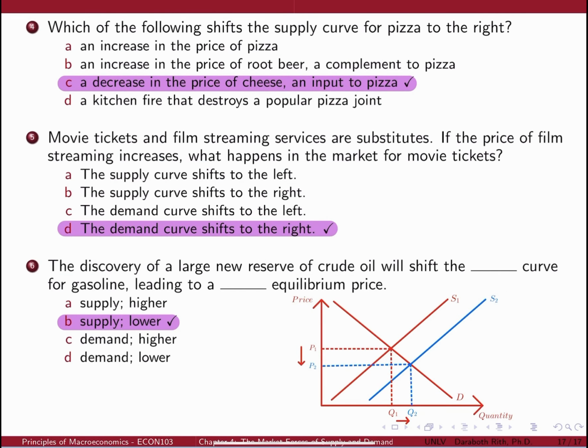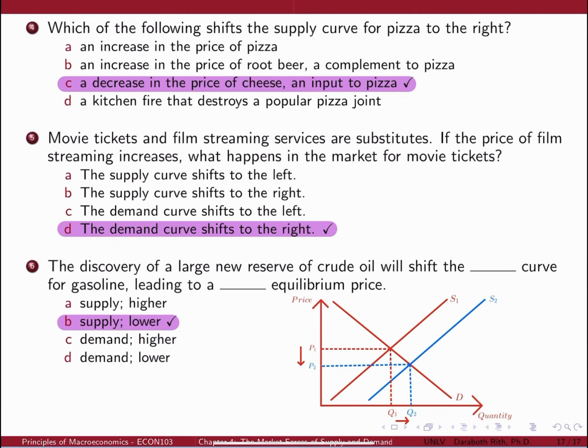Question number 4. Which of the following shifts the supply curve for pizza to the right? Here we need to find a factor that pushes the supply curve rightward. I can choose answer C here because of a decrease in the price of cheese, an input to pizza, and it means that it is a reduction in the input prices. So it is the reason that can relocate the supply curve rightward.